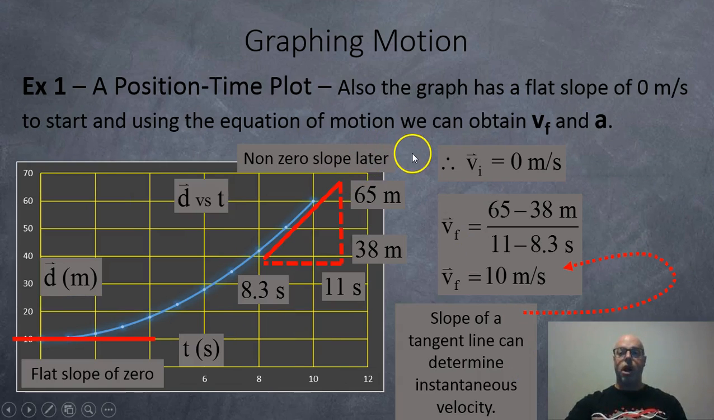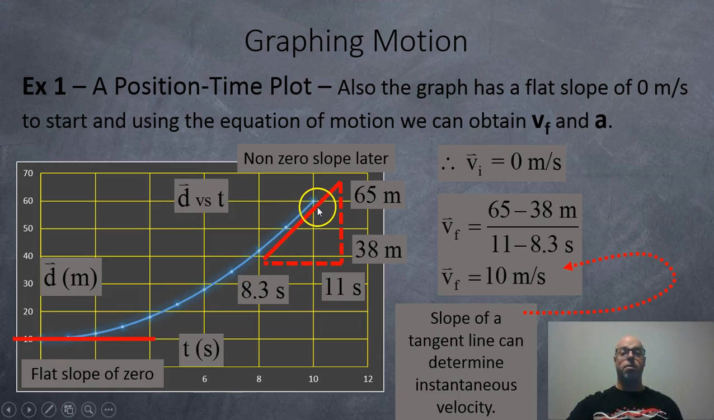Okay. Also, the graph has a flat slope of 0 meters per second here at the bottom. So here, before they start moving, the slope of the graph is 0. They're not moving. They have no velocity at this point in time. And then they get faster and faster and faster and faster. You can see it's getting steeper and steeper, the slope of the curve here.